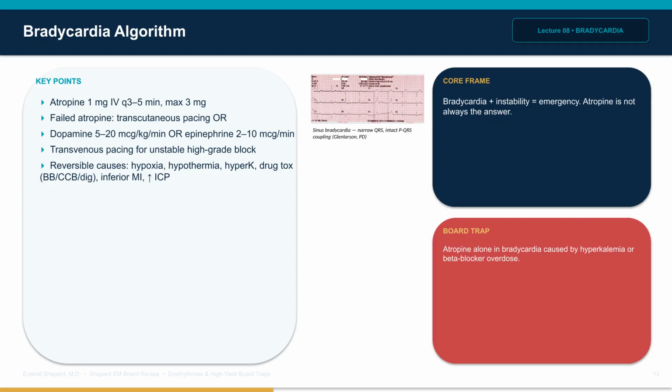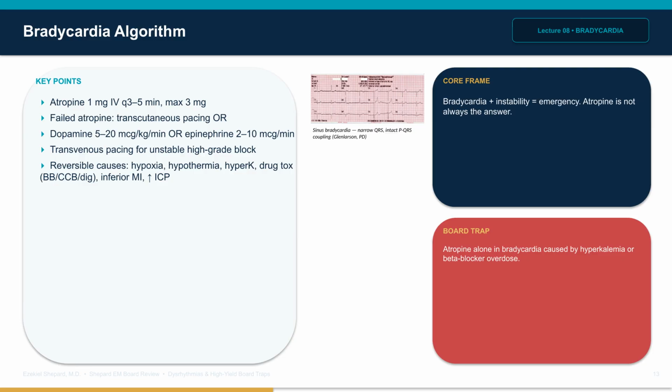Identify reversible causes: hypoxia, hypothermia, hyperkalemia, drug toxicity from beta blockers, calcium channel blockers, or digoxin, inferior myocardial infarction, and elevated intracranial pressure with Cushing response. The board concept: bradycardia plus instability is an emergency. Atropine is not the answer for every cause.